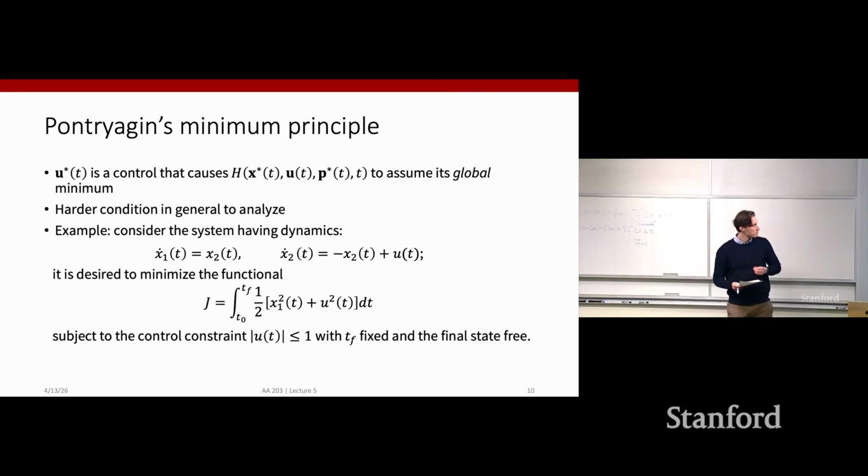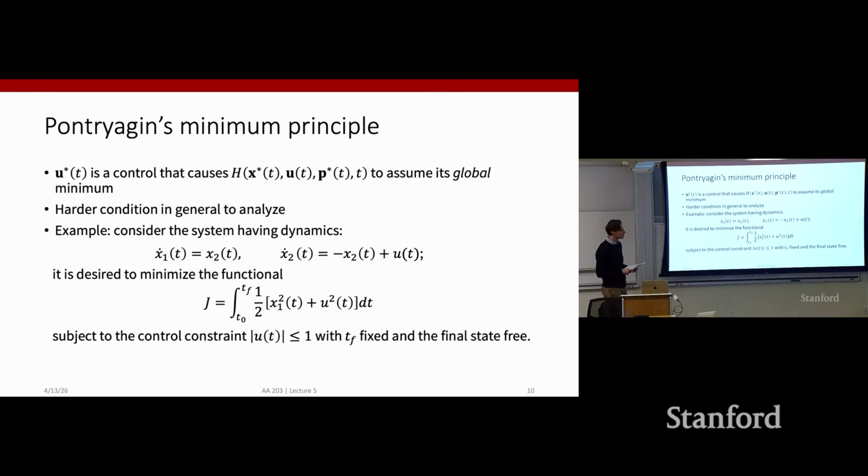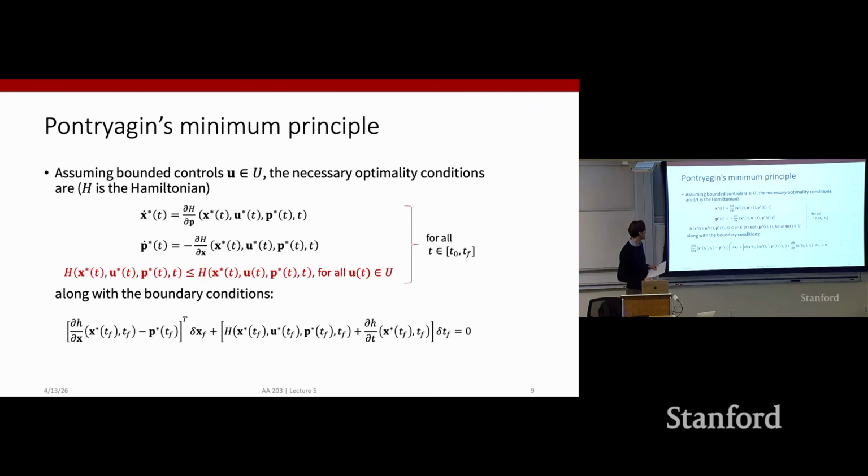The definition from the previous slide: what does it mean to say that the inequality of H of the star quantities is less than or equal to? What does it mean for U not to be optimal? How can you have a non-optimal U but then an optimal X and P?